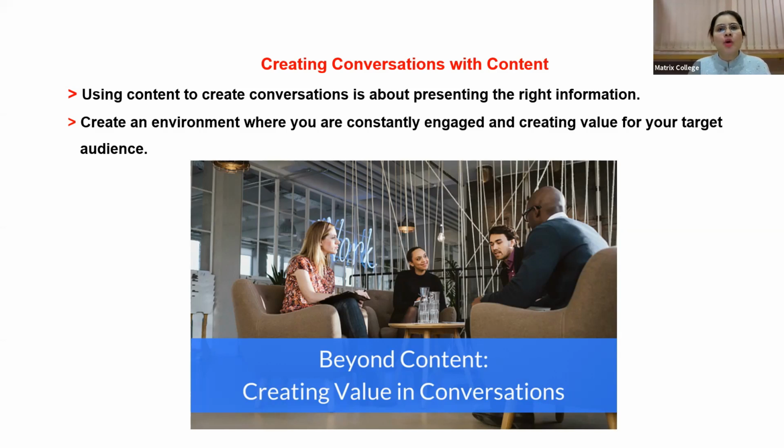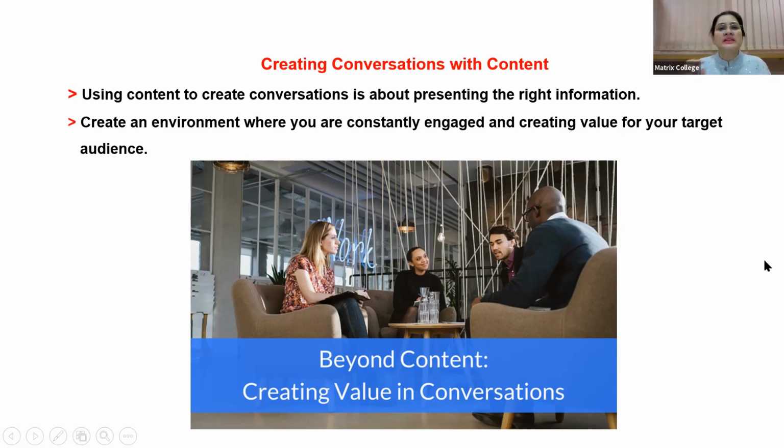So you want to create an environment where you are constantly engaged and creating value for your target audience, right? That is what creating conversations with content is. You have to create an environment where you are constantly engaging and creating value for your target audience. This is why having a system in place is very, very important. Using content to create conversations is about presenting the right information and creating an environment where you are constantly engaging and creating value for your target audience. This is very, very important.